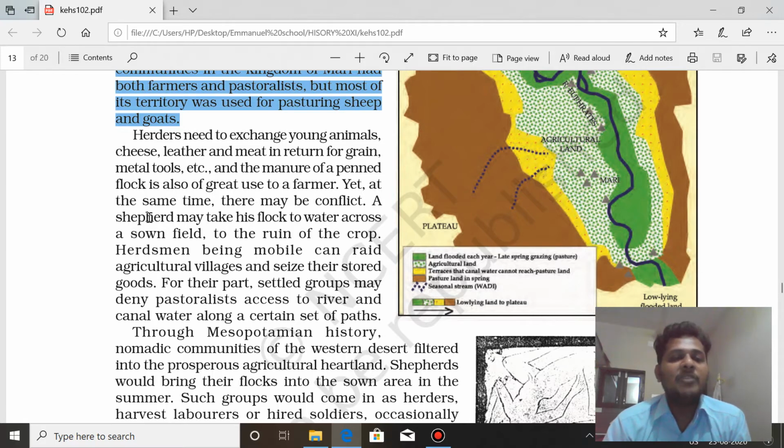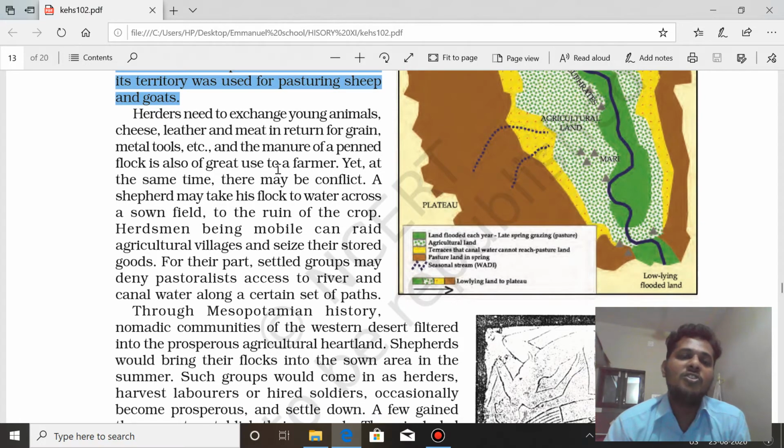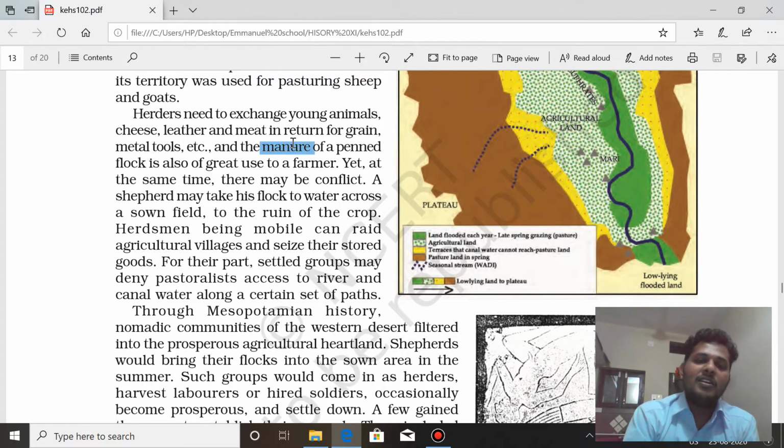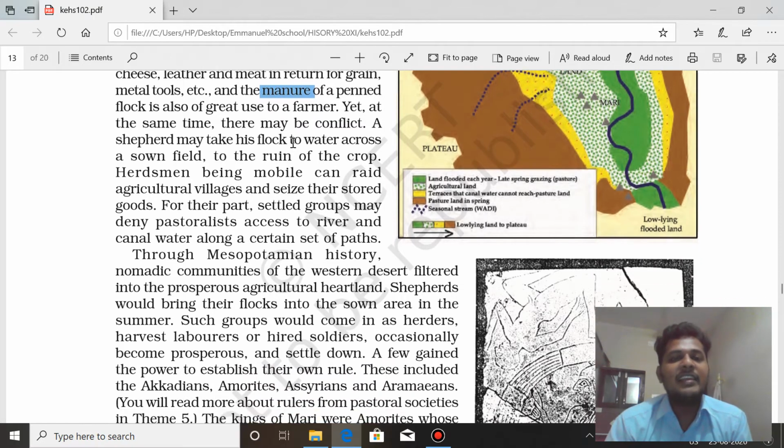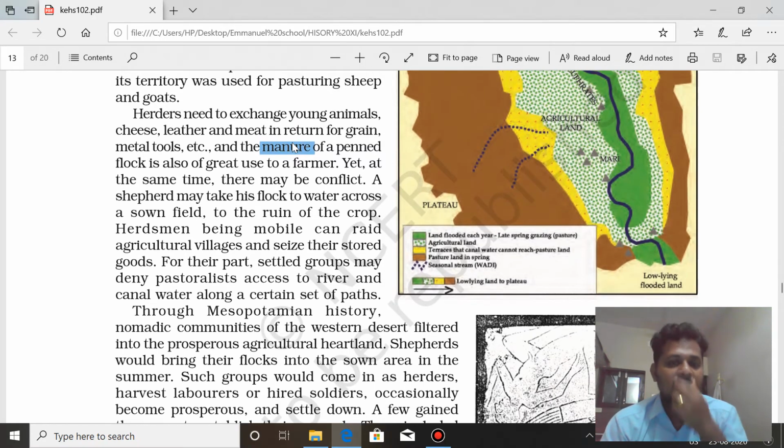And the manure of the penned flock is also of great use to farmers. So they exchange this, and farmers also buy some cheese and leather. Manure is a natural fertilizer, collected from the flock, and this waste is given to the farmers. So this is the second point that you need to write.